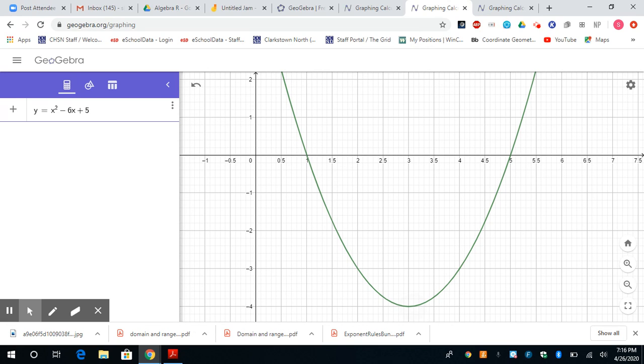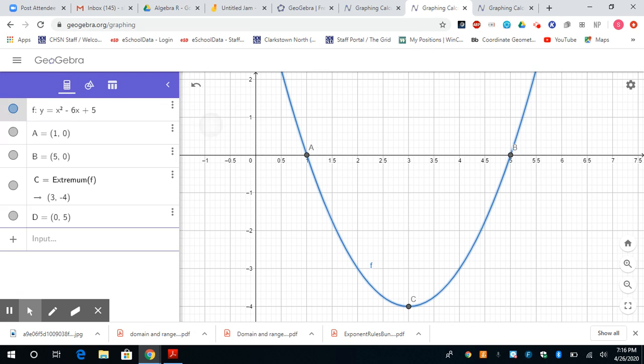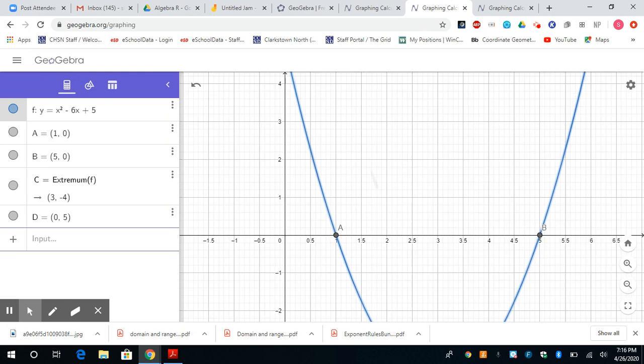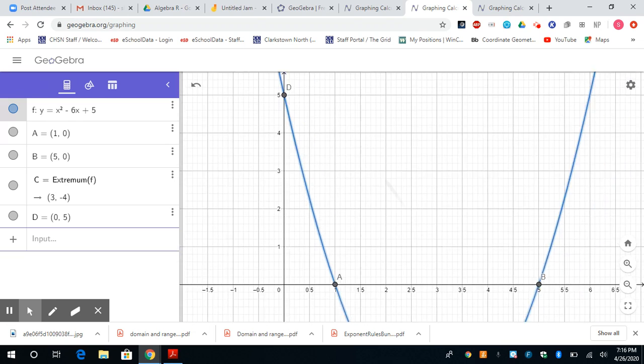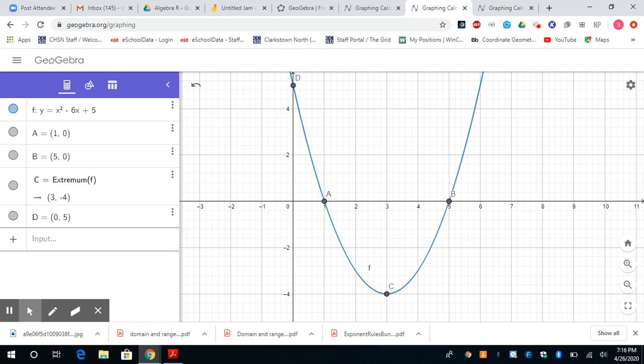Wish I could click on it. I don't know why it's not working, but if I want to see special points, (0, 1) is not... (1, 0) is the root. (5, 0) is also a root where it crosses the x-axis, the two solutions. This has a minimum of (3, -4), and it crosses the y-axis at (0, 5), the y-intercept. Okay, so that's a little exploration.